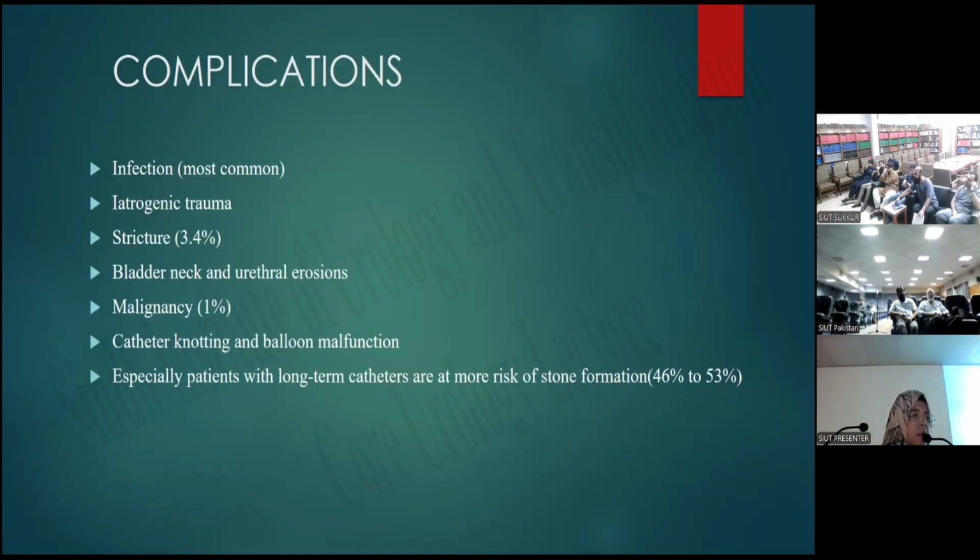Basically, Dr. Jalal, catheter knotting is when the catheter passes beyond the bladder neck, and there is a knot at the tip of the catheter beyond the balloon. So in the future, when you attempt to remove the catheter by deflating it, it will not allow the balloon channel to be deflated. So that is catheter knotting.